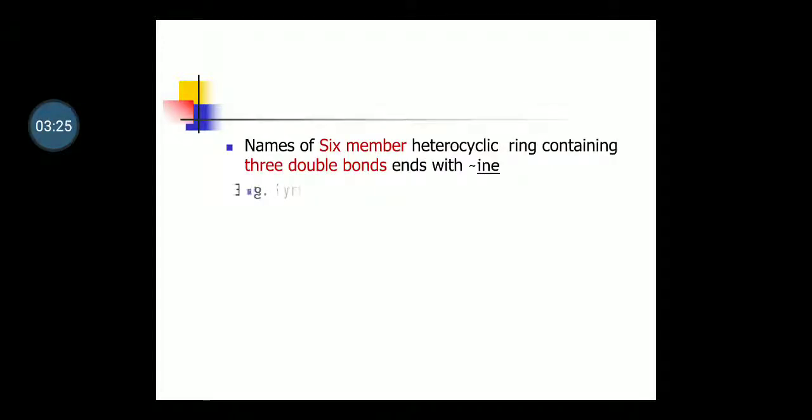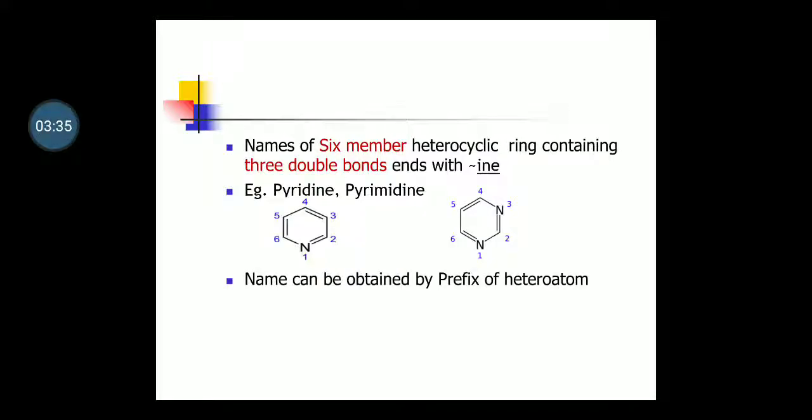Now next, the six-membered ring containing three double bonds will end with INE. Normally we have examples, pyridine, pyrimidine. These are the examples. Pyridine, it's a six-membered ring containing one nitrogen. This is the way, and as far as numbering is concerned, we have to start numbering with the heteroatom, in a simple heterocyclic ring, either clockwise or anti-clockwise. Both are the correct way of numbering.